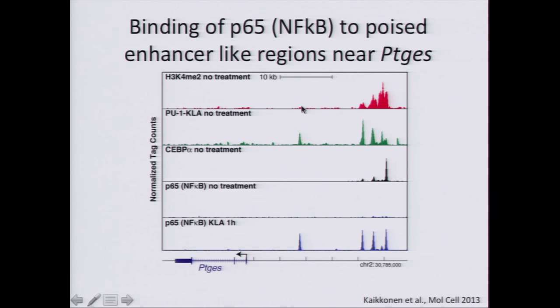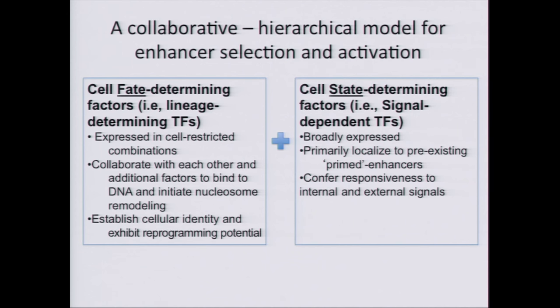Now, when the cells are activated and NF-kappa-B enters the nucleus, you can see that it is binding at very precise locations that line up with the pre-existing binding sites for PU.1 and CBP. So we hypothesize that the binding of NF-kappa-B to these pre-existing regions of the genome now arms this set of enhancers and allows them to communicate to the prostaglandin E synthase promoter and massively upregulate gene expression. So from these types of studies, we developed what we call a collaborative hierarchical model for enhancer selection and activation in macrophages and B cells.